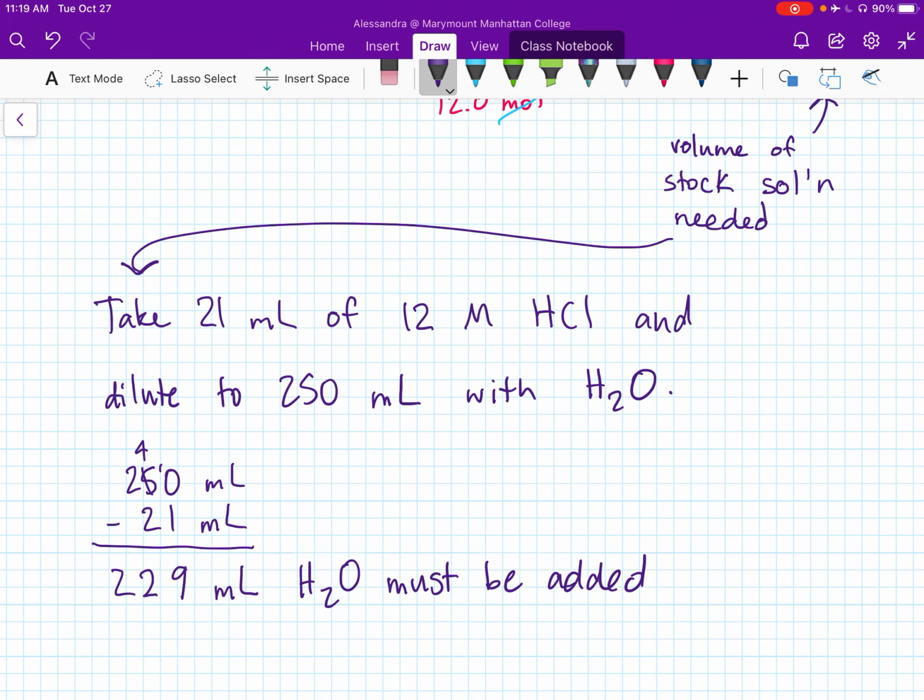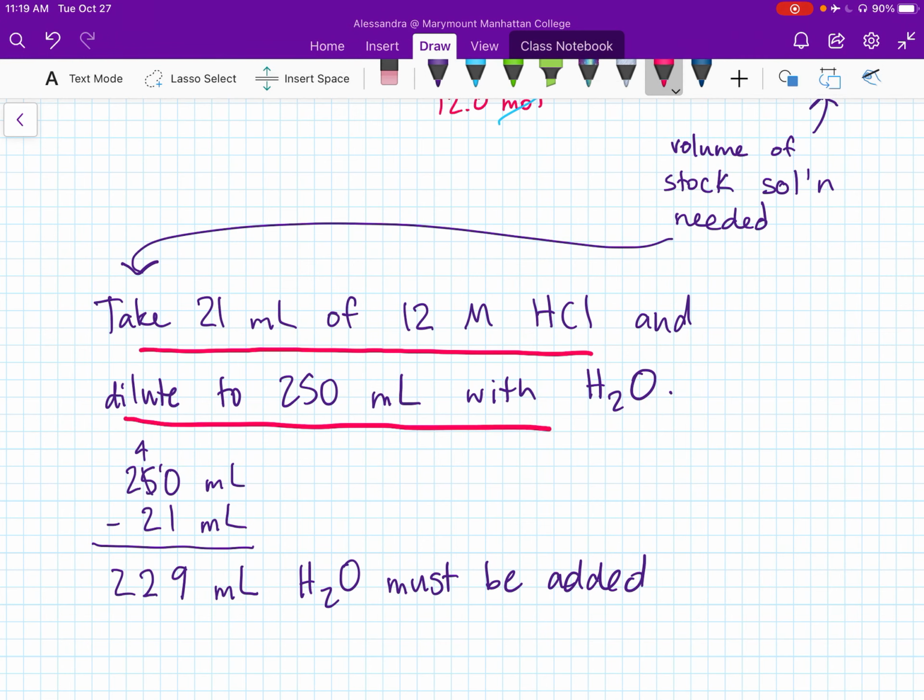Okay, so that's the subtext here. You, in practice, would take the 21 milliliters of the concentrated solution, put it in a 250 milliliter volumetric flask, and then add enough water to get up to the line. So we just thought hard about how to do that problem.